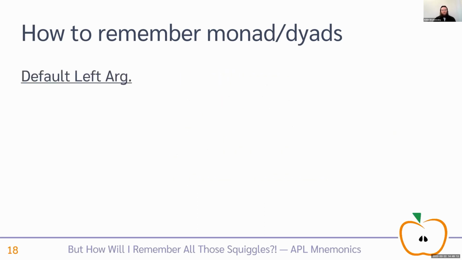Then there's the concept of a default left argument. One of them you know already, because you use this in very basic mathematics. The minus. Minus really means two different things. It can both subtract and it can negate, and it all depends on whether or not there's something on its left. So 3 minus 10, or just minus 7.